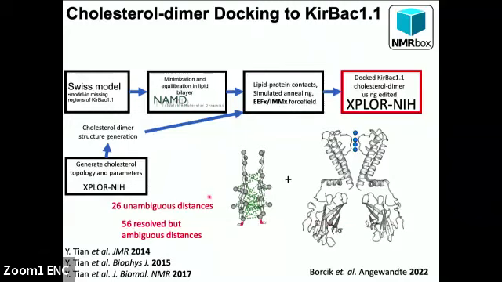And so what we did is we added and generated all the cholesterol topology parameters and force fields we needed, introduced that into Xplor-NIH, and we're able to generate that cholesterol dimer structure. Then we took the crystal structure of KirBac, we modeled in the loops that were missing using the Swiss model, minimized that in NAMD, and then we performed simulated annealing calculations between the cholesterol dimer and the protein. That was really useful to use these implicit solvent functions I'll tell you about in a second. And from that, we were able to get a structure of the dimer docked to KirBac.